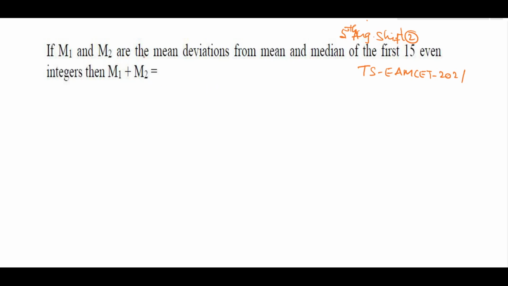If M1 and M2 are the mean deviations from the mean and median of the first 15 even integers, then M1 plus M2 is equal to dash. This is Eamcet 2021, 5th August Shift 2 question. Here M1 is the mean deviation about the mean. So first we take the first 15 even integers, that is 0, 2, 4, 6, 8, 10, 12, 14, 16, 18, 20, 22, 24, 26, 28. These are the first 15 even integers.